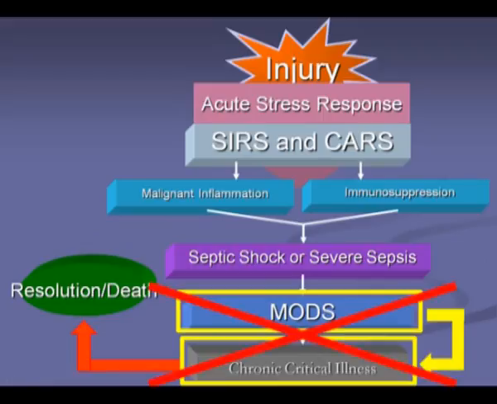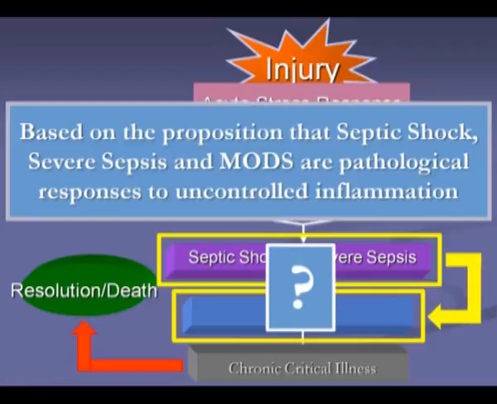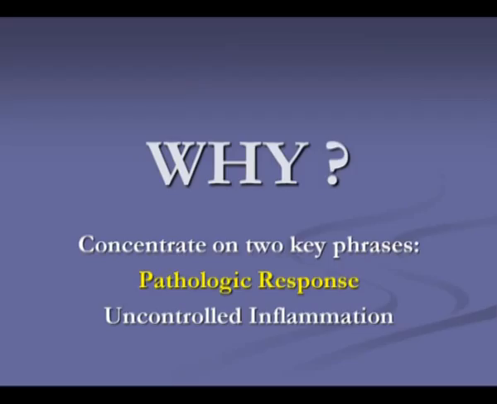So we're not going to talk about that in this one. And then finally, this particular transition. Why does septic shock or severe sepsis often end up in MODS? What is going on in this transition? What should we think about this, and how will that affect what we think we need to do with our patients? So, once again, the proposition is that septic shock, severe sepsis, and MODS are pathological responses to uncontrolled inflammation.